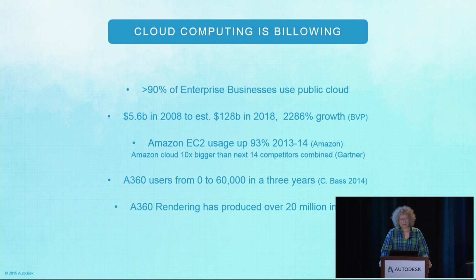Amazon reported that EC2 usage up from 2013 to 14, up 93%. And Amazon is larger than the next 14 companies combined. Our own A360, which just launched a few years ago, has over 60,000 users, and that's as of December, so it's certainly up even more. Our A360 rendering service back in April produced its 20 millionth render, and 10 million of those renders happened in just the previous 8 months, so it's accelerating.